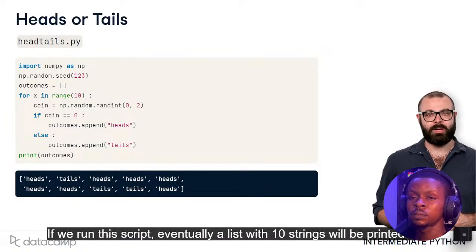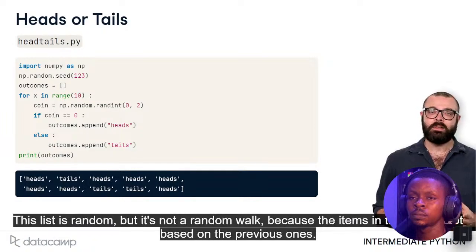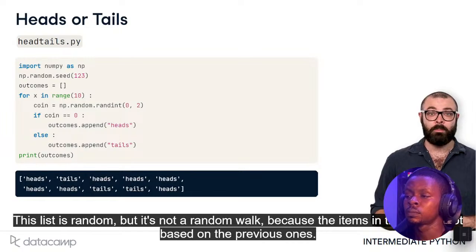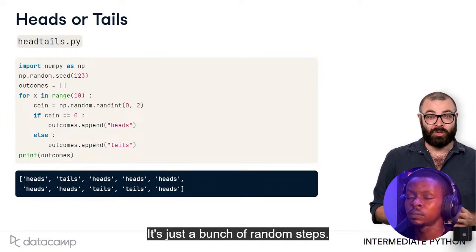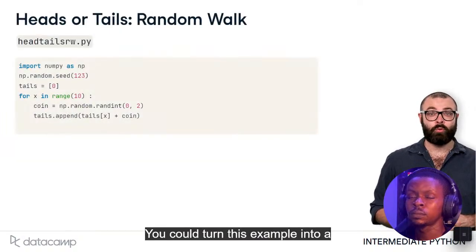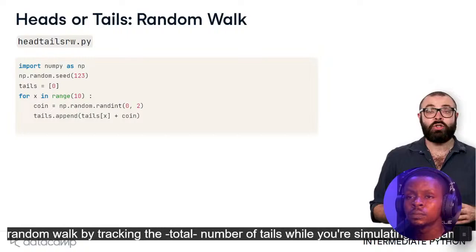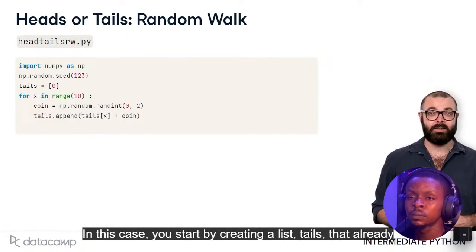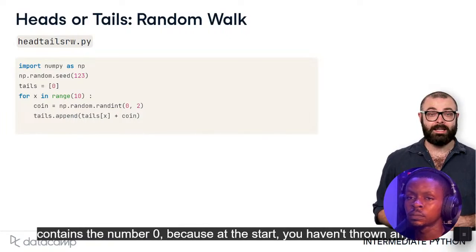If we run this script, eventually a list with 10 strings will be printed out. This list is random, but it's not a random walk because the items in the list are not based on the previous ones. It's just a bunch of random steps. You could turn this example into a random walk by tracking the total number of tails while you're simulating the game. In this case, you start by creating a list, tails, that already contains the number 0 because at the start you haven't thrown any tails.